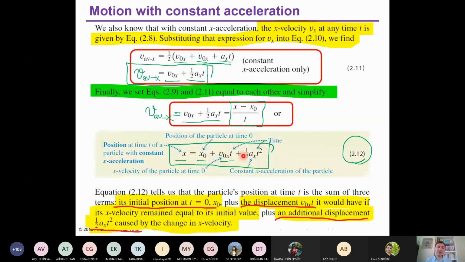Do you have any question related to this equation? Is it clear for you? Yes, clear. Okay. Now let me show you here.